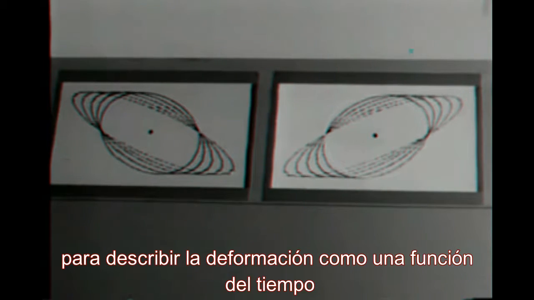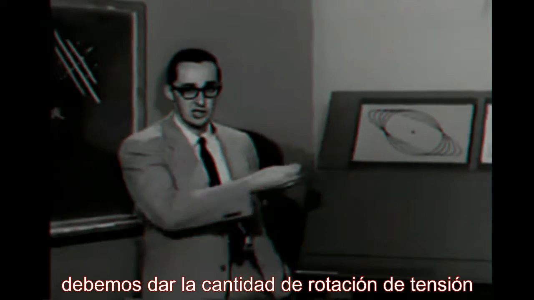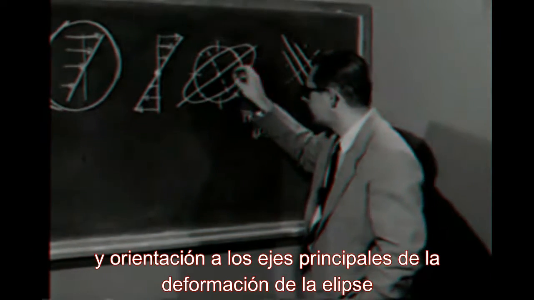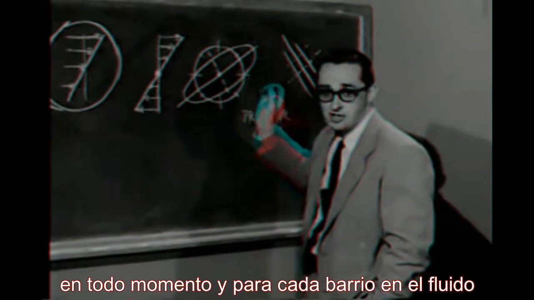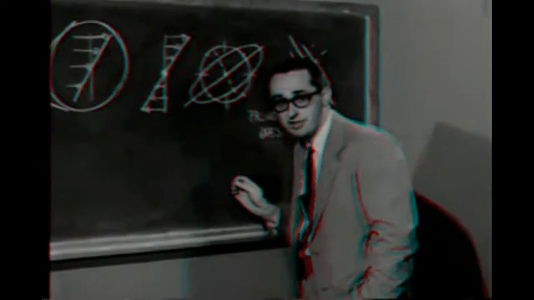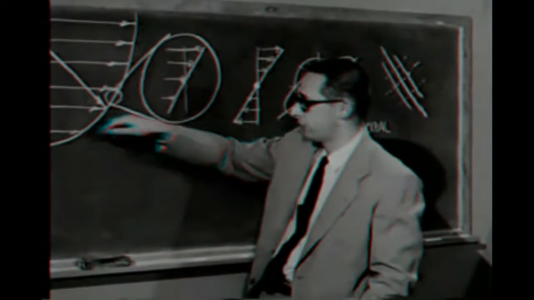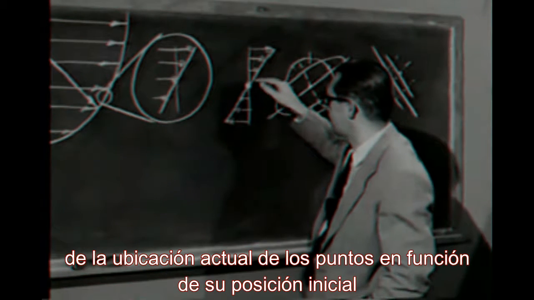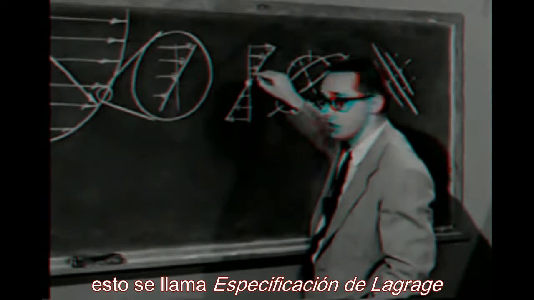To describe the deformation as a function of time, we should give the amount of rotation, the amount of strain, and the orientation of the principal axes of the strain ellipse at every time and for every neighborhood in the fluid. As we've been describing it, this would be in terms of the present location of the points as a function of their initial position. This is called a Lagrangian specification.